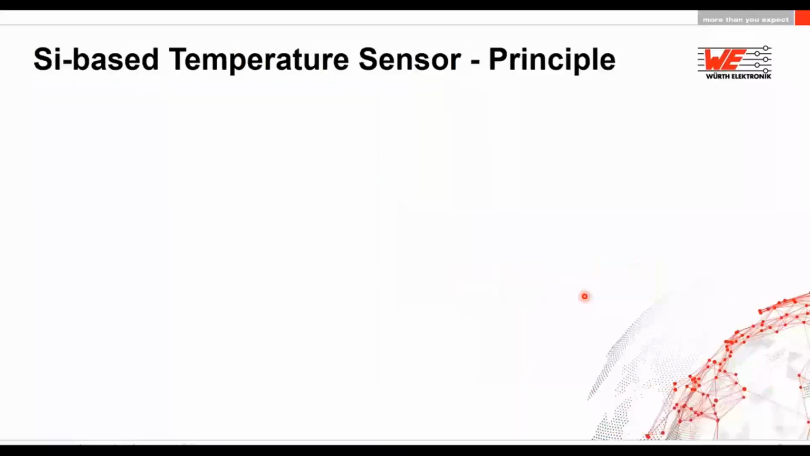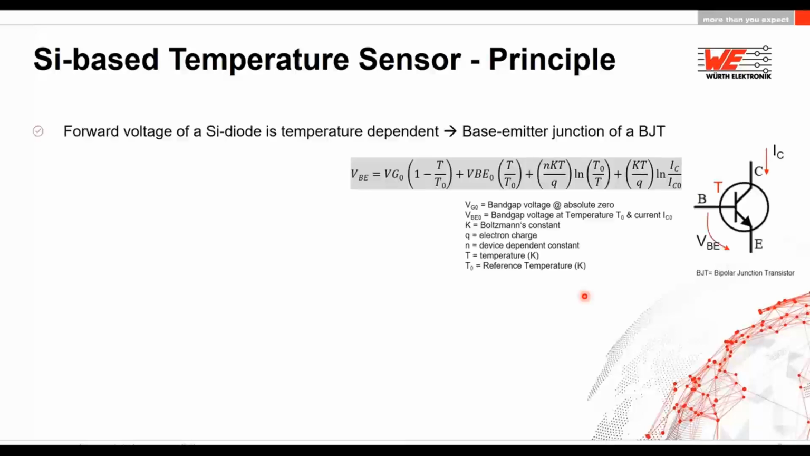Coming back to the temperature sensors, which are silicon based, how do they work? As mentioned, the forward voltage of the silicon diode is temperature dependent. This diode is basically the base-emitter junction of a bipolar junction transistor. Here you can see the forward voltage of the BJT is dependent on so many other temperatures.